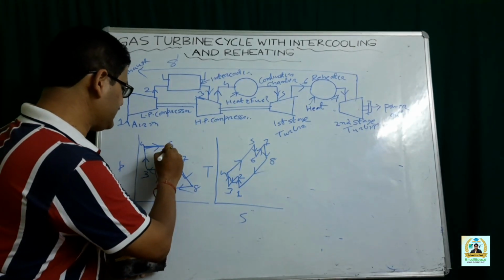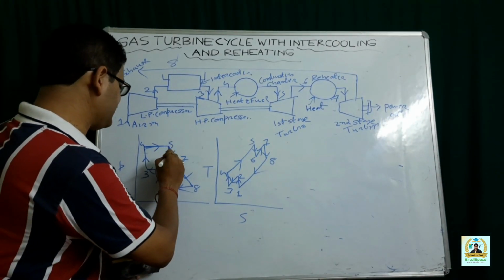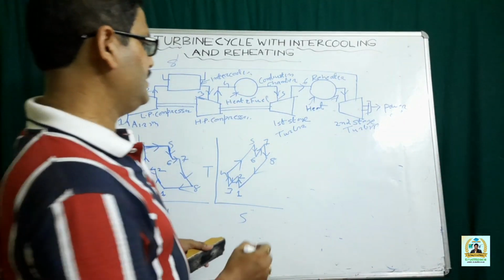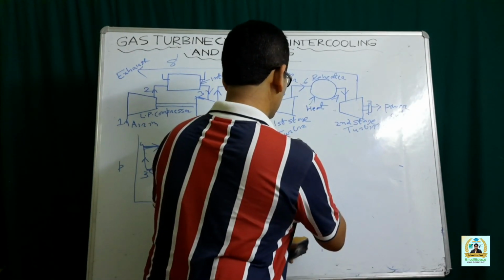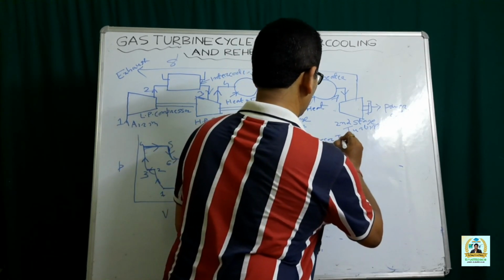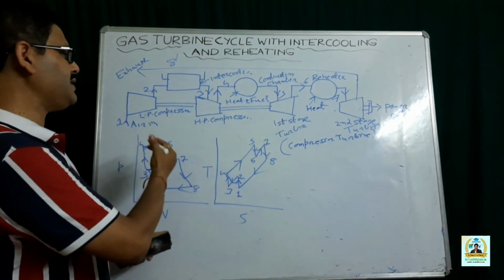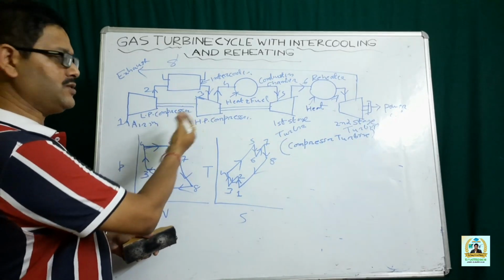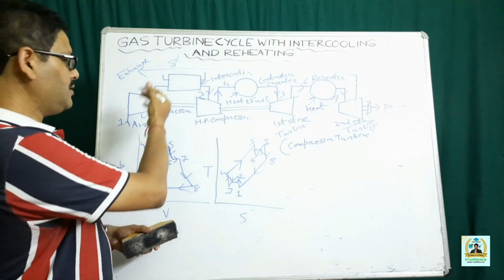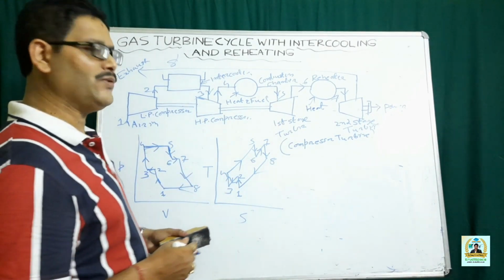After that, it is taken to the first stage of the turbine where it expands and does some mechanical work. The first stage turbine is also known as your compressor turbine. We call it compressor turbine because it meets the requirement of both the compressors. The work input that is to be given to the compressors, both LP compressor and HP compressor, is obtained from the first stage turbine.